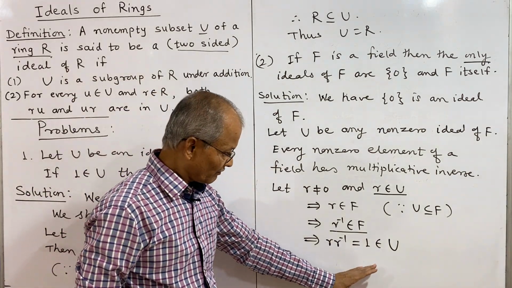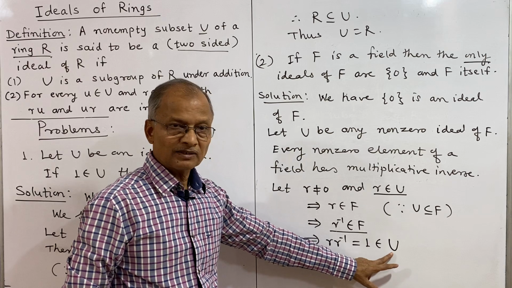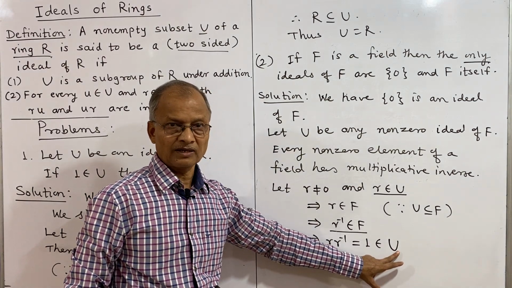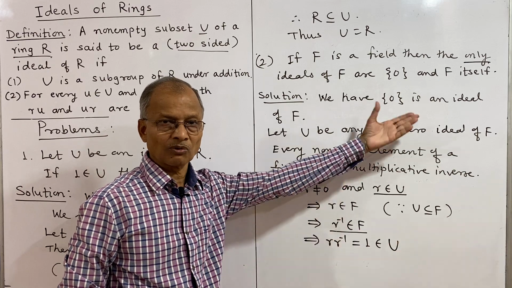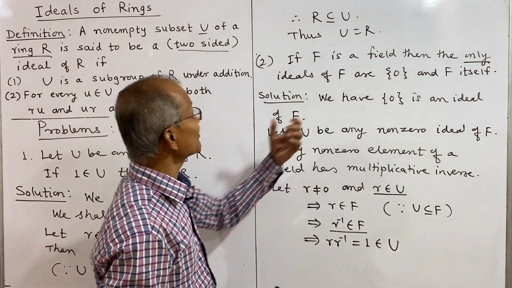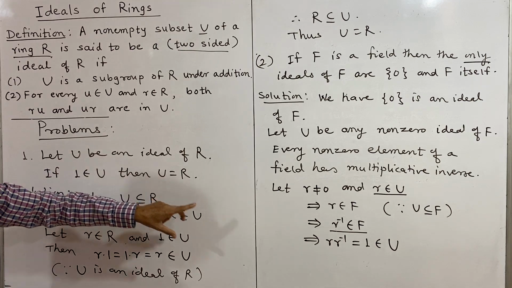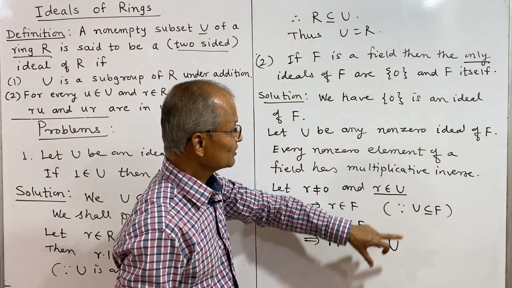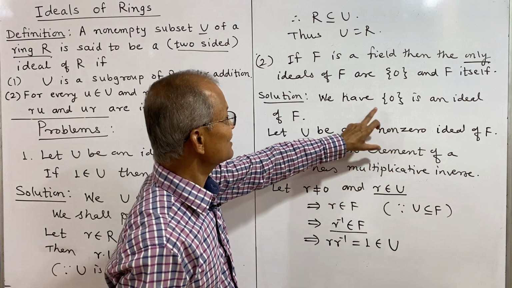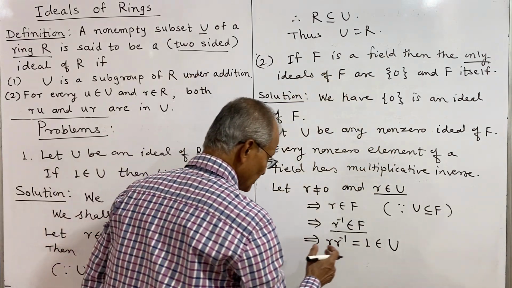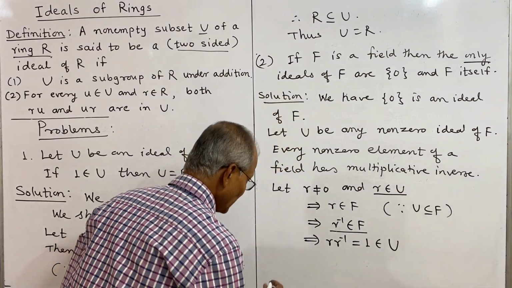And once 1, the identity element or unit element, is in the ideal, then the ideal is equal to the whole ring. So therefore that is our first example. You see, if 1 belongs to U, then U is equal to R, and here F is a field. So therefore this U is equal to F.